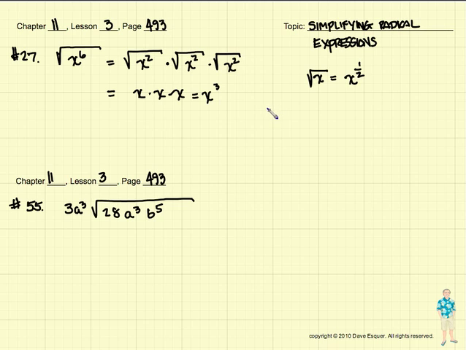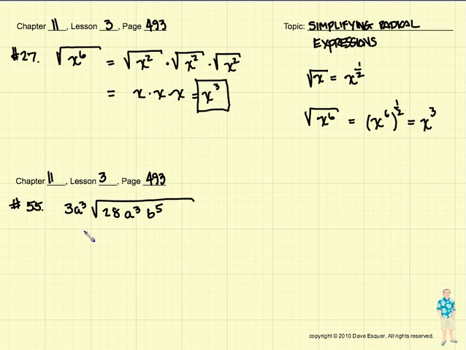Let's do it with our x to the 1/2 power rule. This turns out to be the square root of x to the 6th, which is really x to the 6th to the 1/2 power. And we know when we have that, we multiply the exponents. 6 times 1 over 2 just turns out to be x to the 3rd. So either way, it's going to work. As we get more and more practice, we'll get faster and faster.